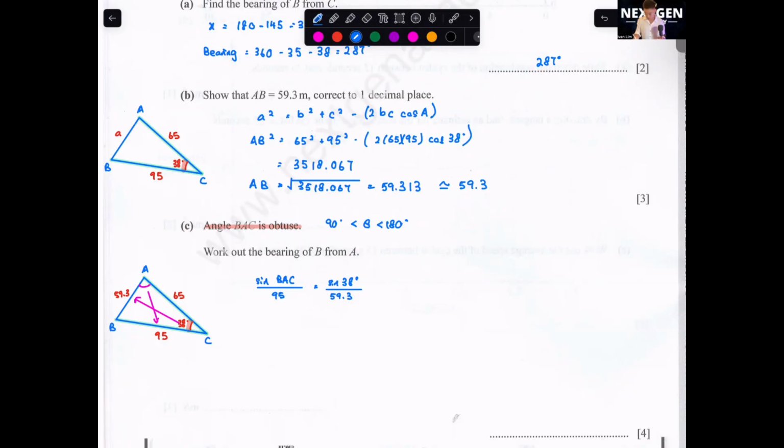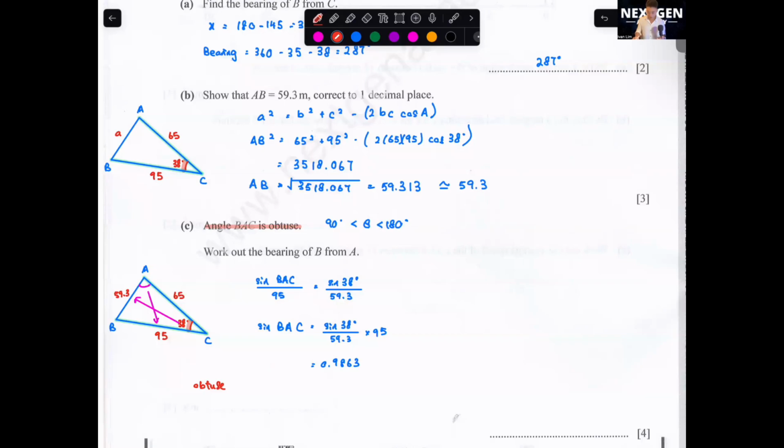Let's solve for this first. Sine BAC equals sine 38 over 59.3 multiplied by 95. Sine 38 divided by 59.3 times 95. We will get 0.9863. This is what we get, 0.9863.